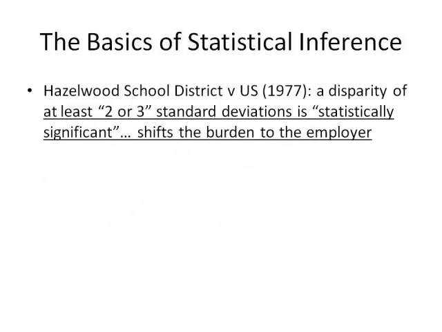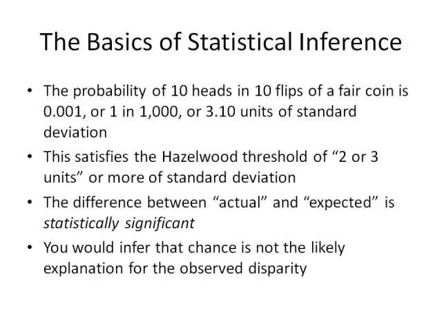Well, the Hazelwood School District versus U.S. decision said that a disparity of at least 2 or 3 standard deviations is statistically significant. The probability of getting 10 heads out of 10 flips with a fair coin is 1 out of 1,000, and that's equivalent to 3.1 units of standard deviation. This satisfies the Hazelwood threshold of 2 or 3 units.